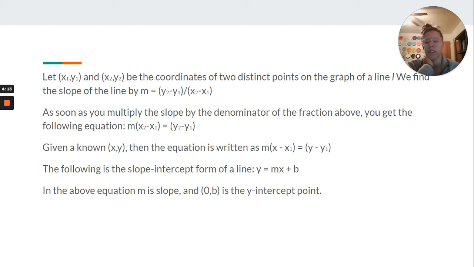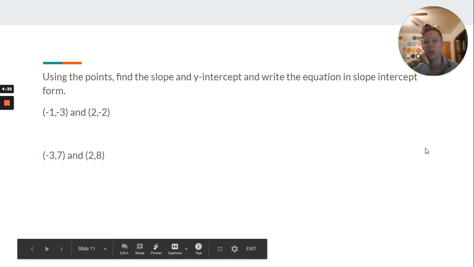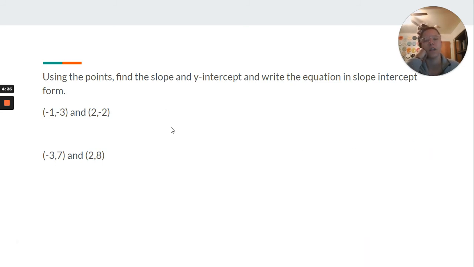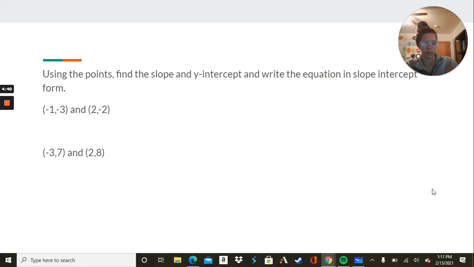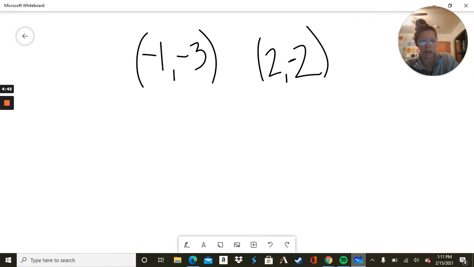The following is the slope-intercept form of a line. That's the slope-intercept form equation, y equals mx plus b. In the above equation, m is slope and (0, b) is the y-intercept point. Most of this is stuff you already knew from the last couple lessons, but just looking at it in more general terms. So a couple more, we're going to do the same thing. Use the points, find the slope and y-intercept, and then write the equation in slope-intercept form. And these we are going to do on our little whiteboard.